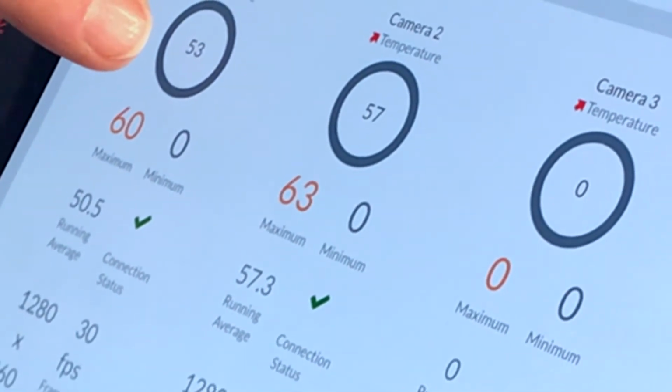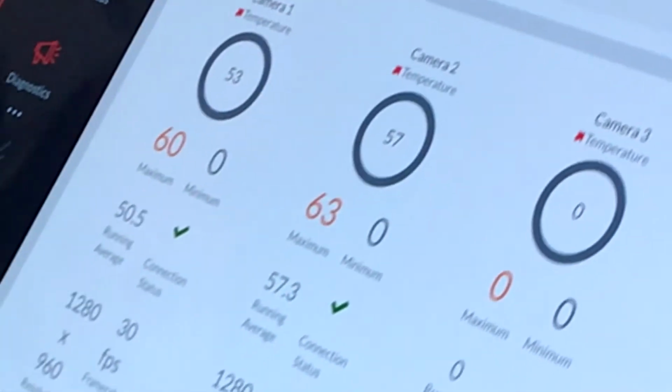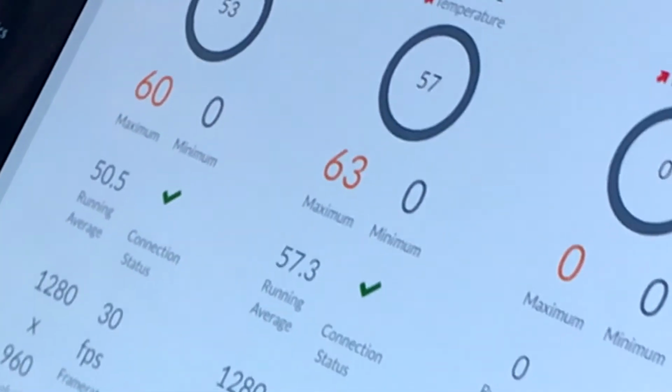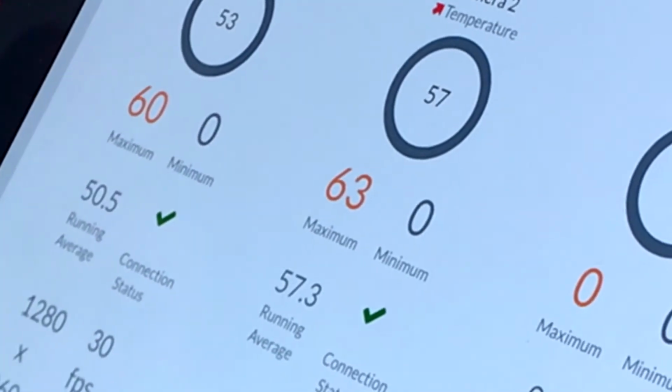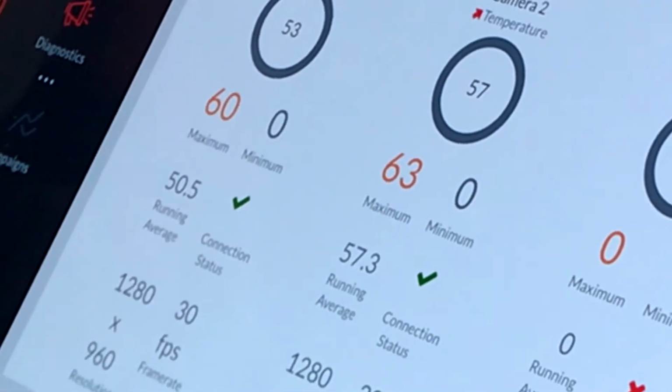53 degrees C in my interior camera, 57 degrees C in my backup camera. And I can also see the maximum temperature that these cameras have seen over my 7-day period, and the running average temperature of these cameras over my 7-day period.